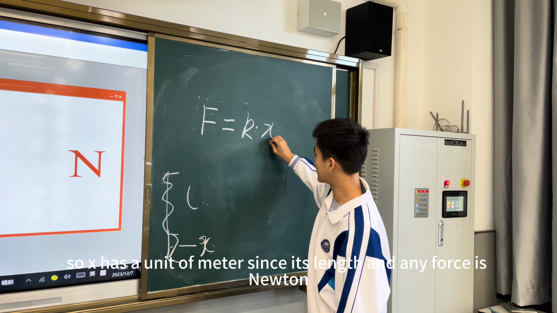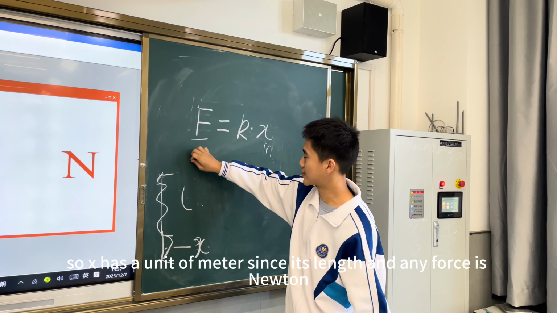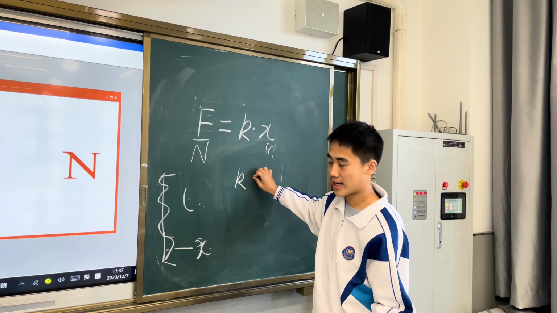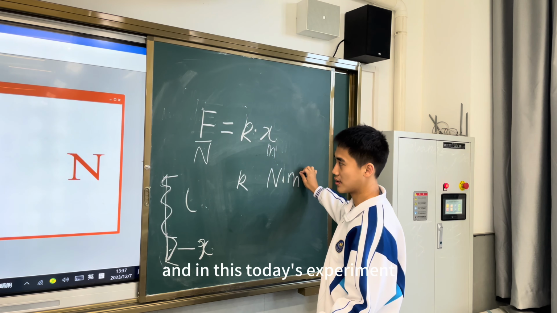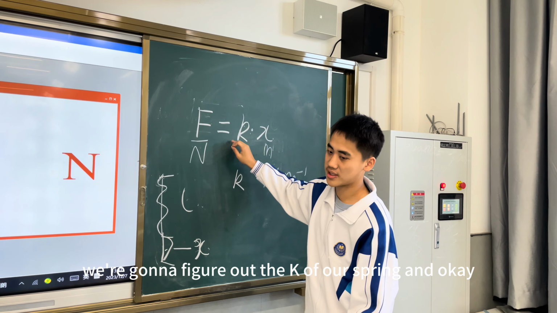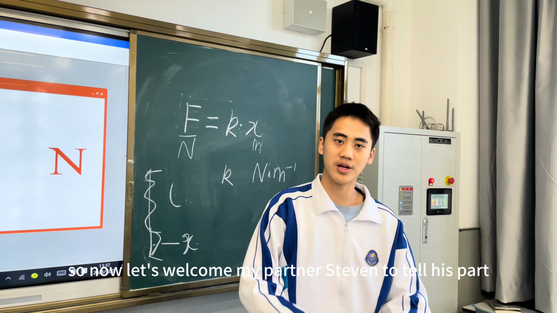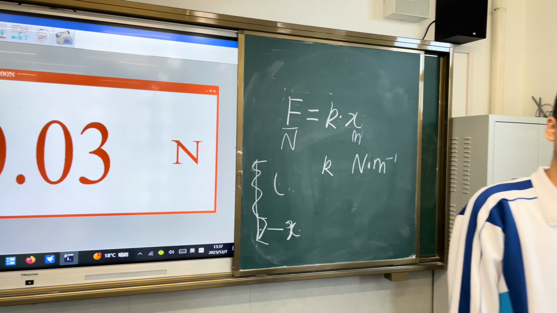X has a unit of meter since it's a length, and any force is in Newton, so we can get that the spring constant K has a unit of Newton per meter. In today's experiment, we're going to figure out the K of our spring. Now let's welcome my partner Steven to tell his part.